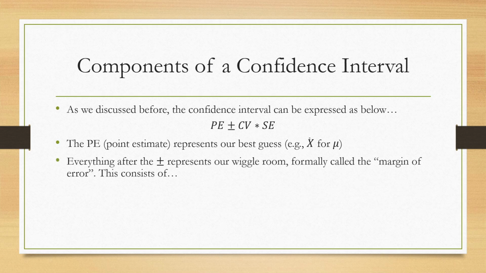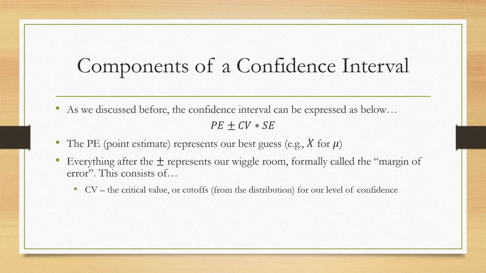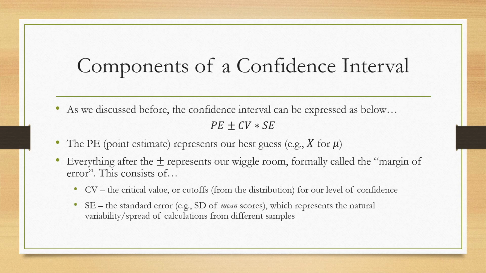Now in this expression, everything after the plus or minus represents our wiggle room. So all of this stuff over here is the wiggle room, which is formally called the margin of error. This consists of the CV, the critical value or cutoffs from the distribution for the level of confidence. So for my level of confidence, I find the cutoff values, those are my CV, and then the standard error. Remember, that's the standard deviation from the sampling distribution for the mean scores, which just represents that natural variability of the different means calculated with different samples.